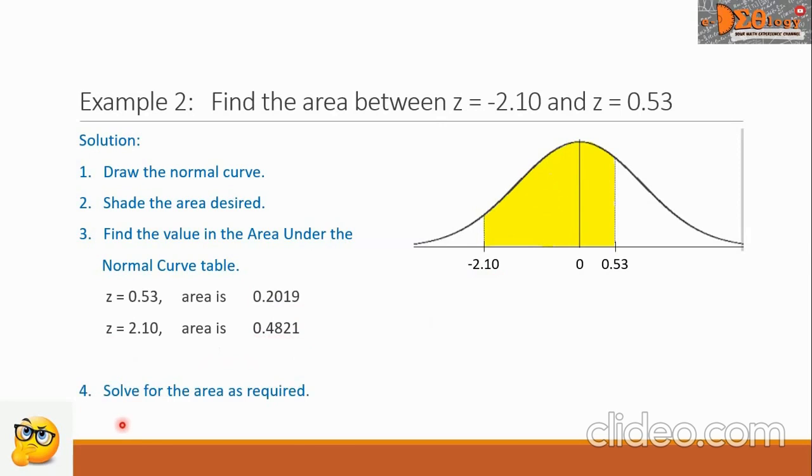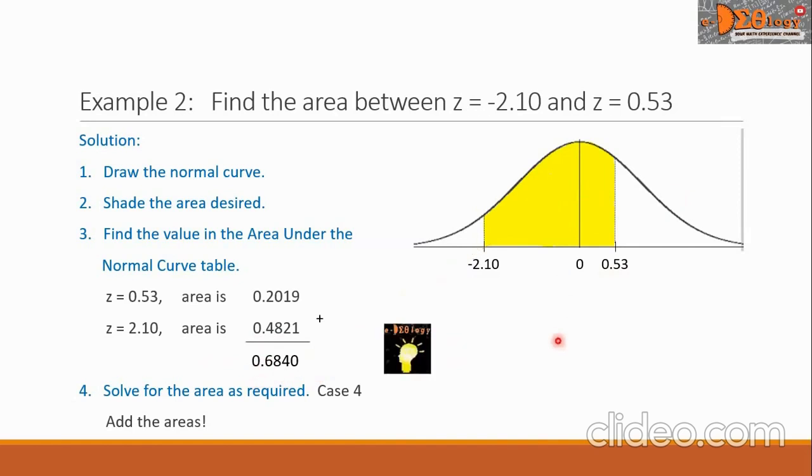Then number 4, solve for the area as required. We can see here that this is about case 4, and we need to add the areas. The sum is 0.6840. This is the total area. This is the final answer.